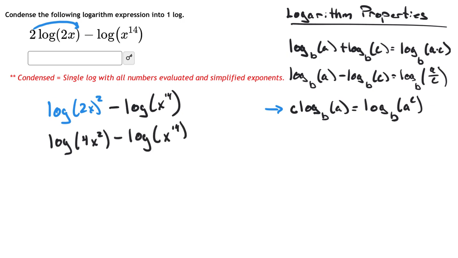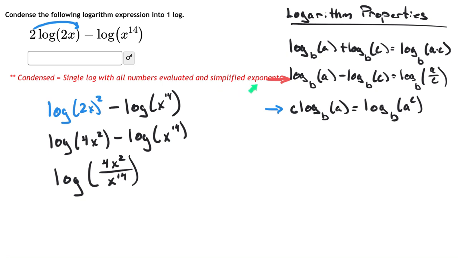Now we get to use the second property that's listed right here, where you have the subtraction of your logarithms. You turn that into division. So this turns into one log. You have logarithm of 4x squared goes on top, and x to the 14th goes on bottom. And so that's your single logarithm.